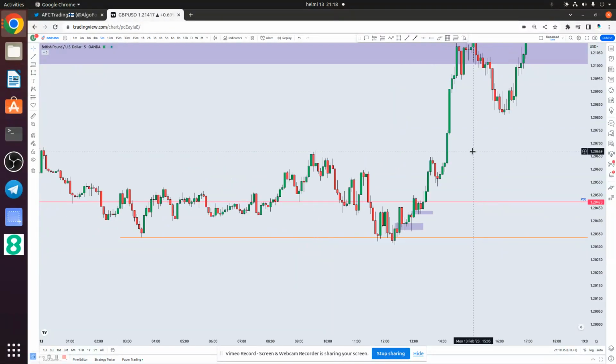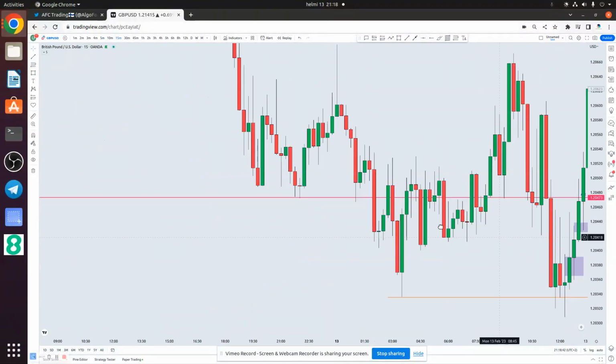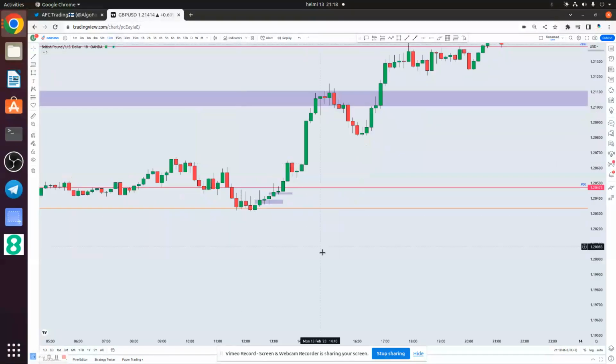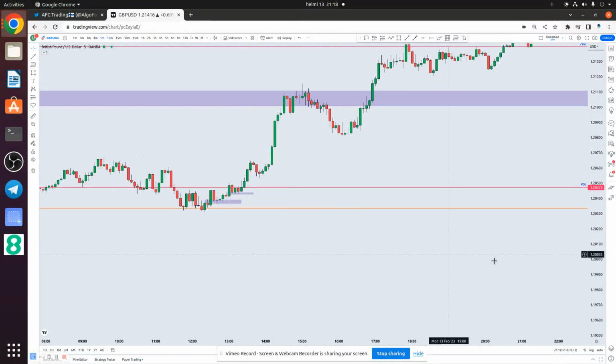Situations where you don't look for structures, I'll show you. I'll show you areas where you don't have to look for structures. For example, let's go to M5 again.